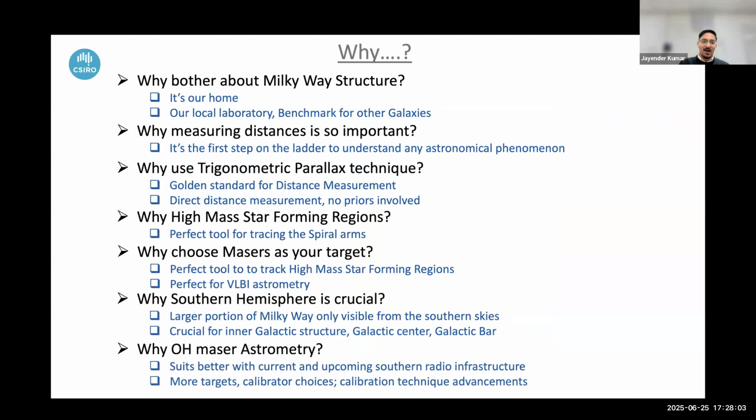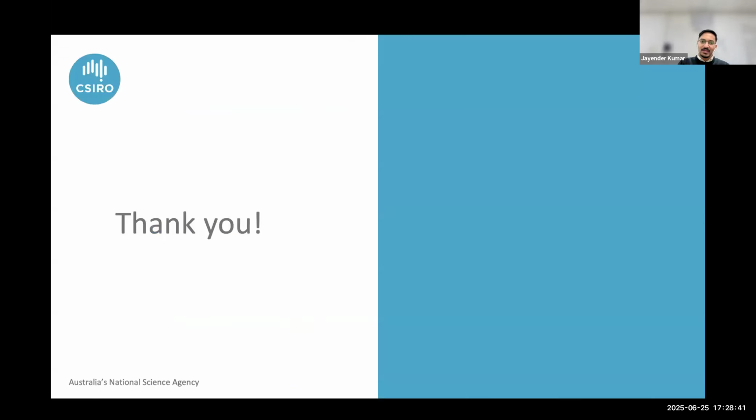So my last reason for why OH maser astrometry is what I talked about: it suits better with the current and upcoming southern hemisphere radio infrastructure. There are more targets, and the calibrators are brighter. There have recently been advancements in calibration techniques which enable that. There are challenges going to lower frequencies, dealing much more with the ionosphere. Scattering is one of the issues, but this is something I'm happy to talk about in person or outside as well, but I'm going to stop here. So thanks to all of you and I'm happy to take questions.